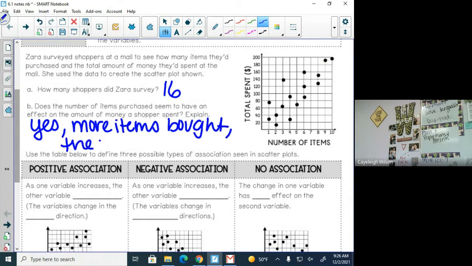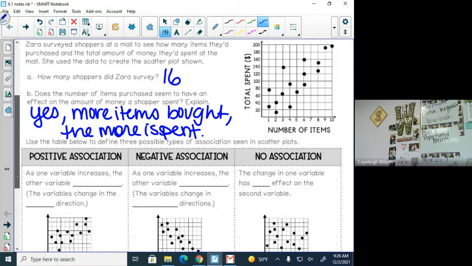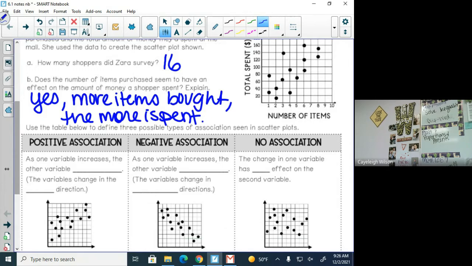the more is spent. Because when you read that, we read a graph from left to right, just like we read a sentence from left to right. So as I'm reading this, I'm increasing in my number of items, but I'm also increasing in my money spent. So it does have some type of relationship between the number of items bought and the price. And down here, we're going to learn that type of relationship is called a positive association.